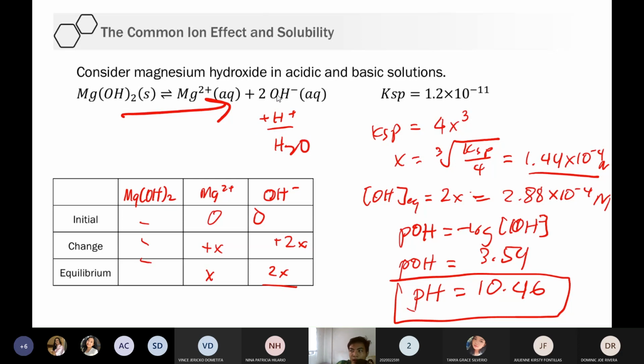Why? Acids react with OH to produce water. So it reacts with H plus to produce water. That means this OH is reduced. As a result, the salt will provide more ions. That means it will become more soluble.